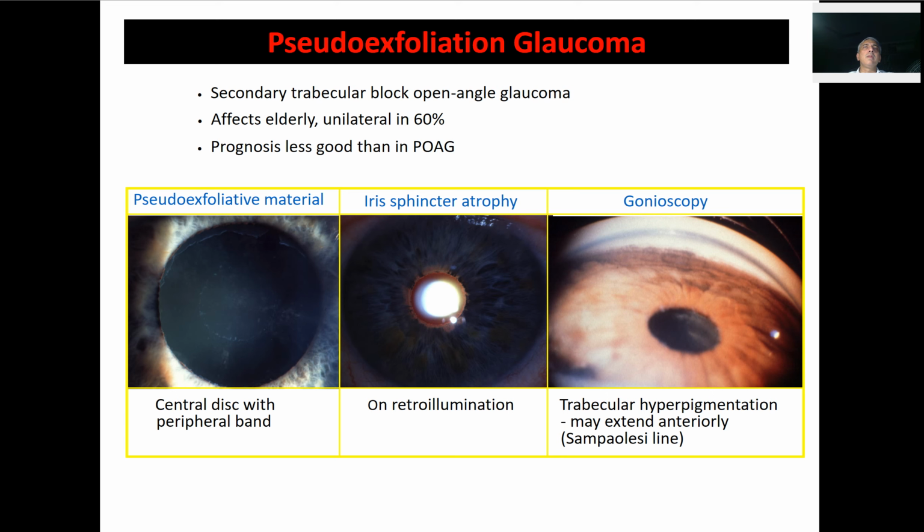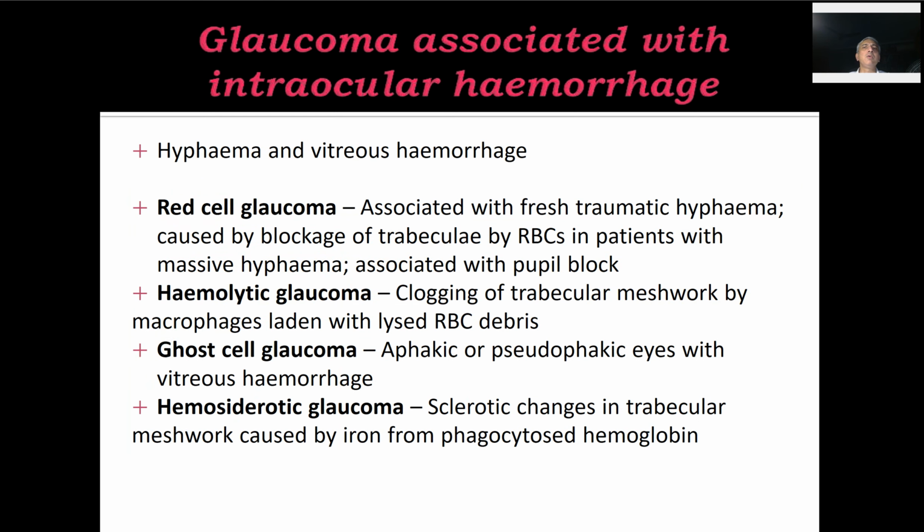So you can see a central disc, and this is a peripheral band. So here is the pseudoexfoliation material. This is the area where the iris is usually rubbing on the surface of the lens. That's why it remains clear. On retroillumination, there are defects in the iris stroma, and there is trabecular hyperpigmentation, which is a Sampaolesi line, which is also seen in these patients in addition to pigmentary glaucoma.